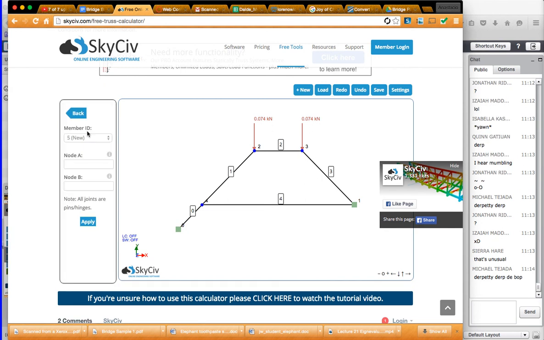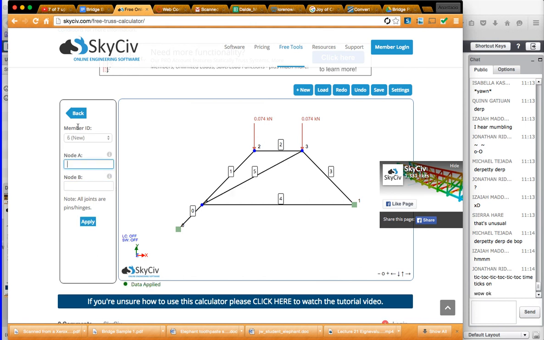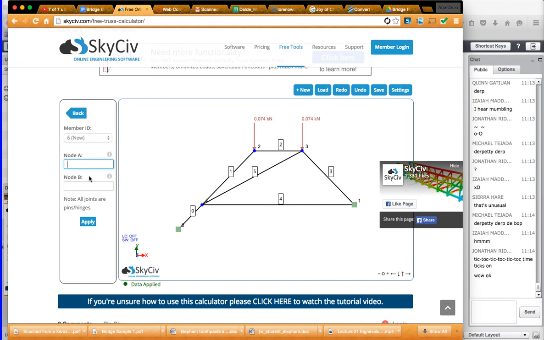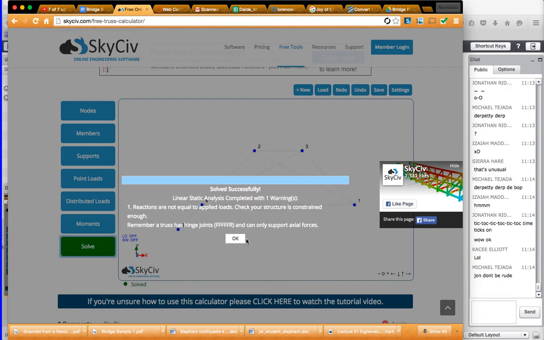All right, I'll tell you what. Why don't we add more members to this thing? Let's make a more complicated bridge. How's about we go one from 4 to 3, and we'll also do one from 2 to 1. Let's see if they like that bridge. Might be stable enough. Solve successful.